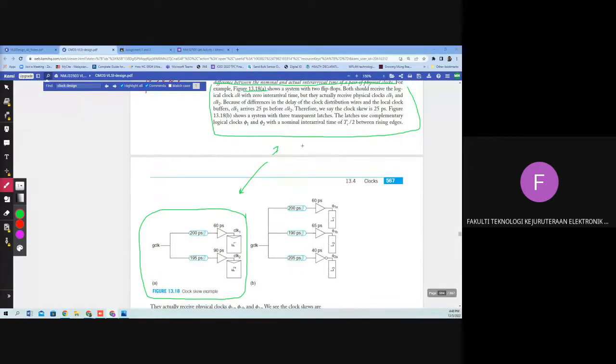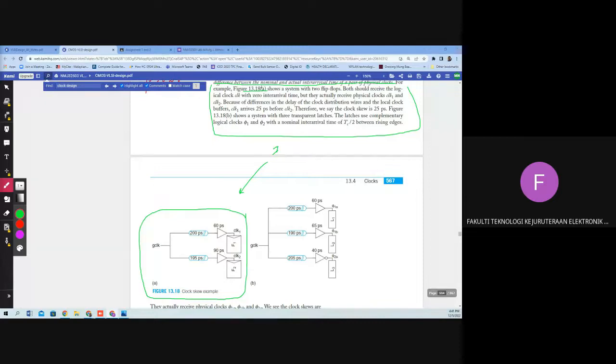Okay, welcome back. So hopefully everyone has an idea about this diagram. Just focus on figure 13.18a first. Okay, so here is the explanation.